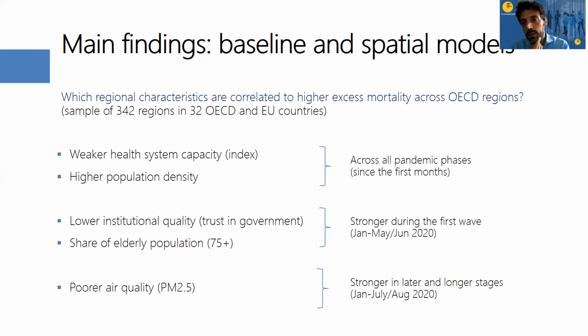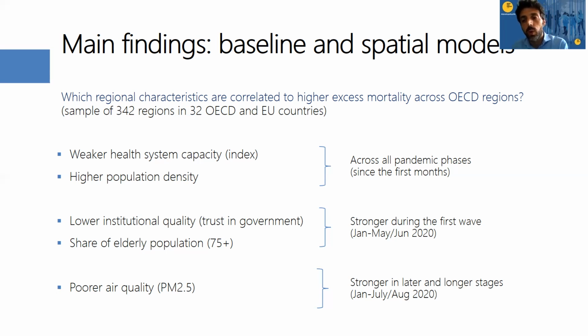This analysis was based, as I said, on a spatial model that was organized in a cross-section of 342 regions. A cross-section in which the excess mortality in different windows of time within 2020 was associated with pre-existing regional features, so before the pandemic. It was a cross-sectional model.